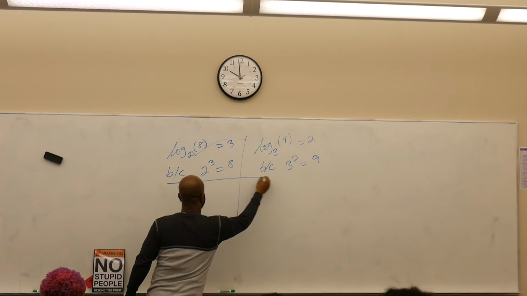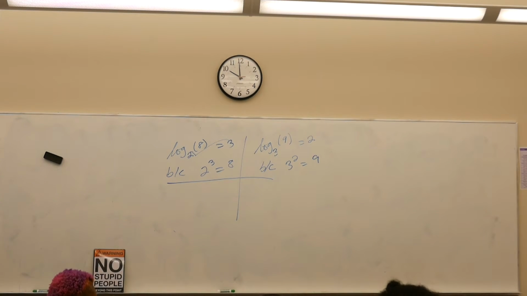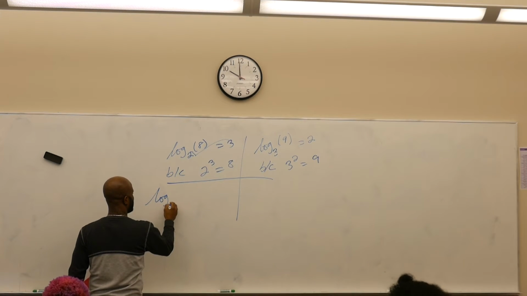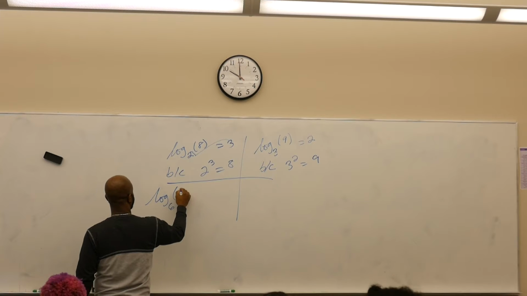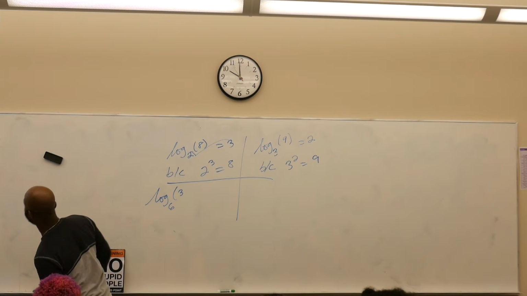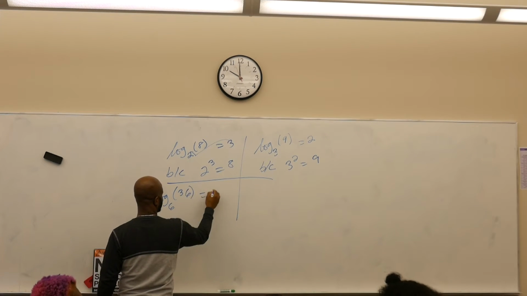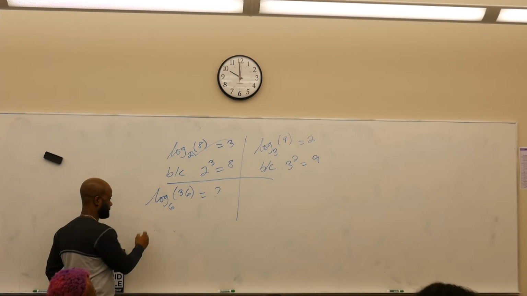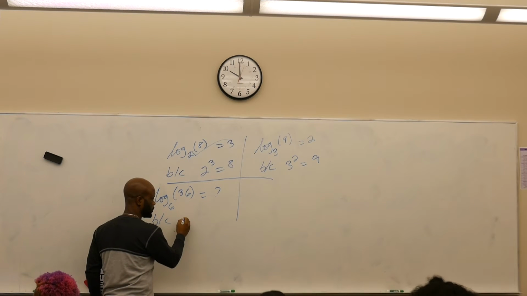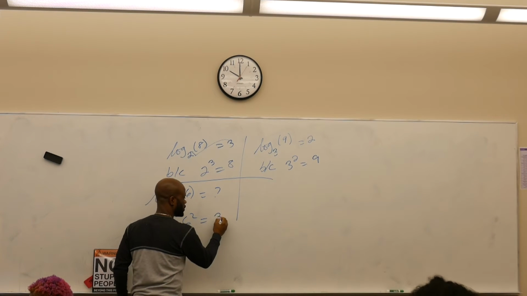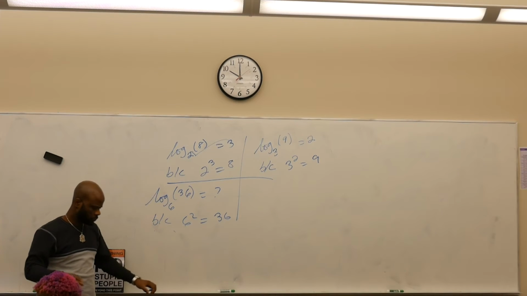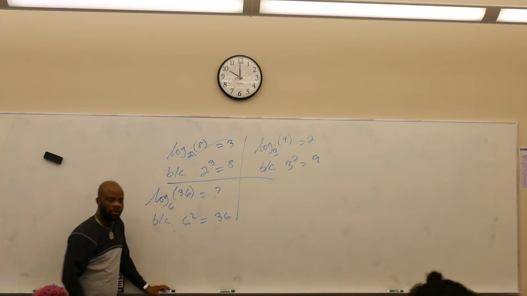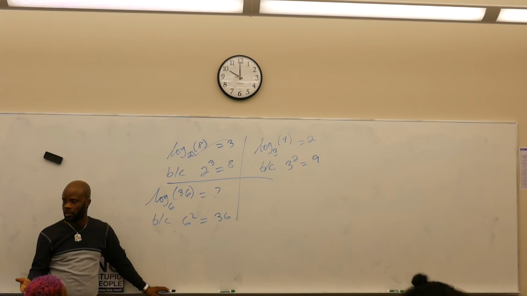So then I'm gonna do number 3. Number 3 says log base 6 of 36 is equal to what? 2, because 6 squared is 36. Let's pay attention, please. Now, this is easy to yell out because we've already done it, right?